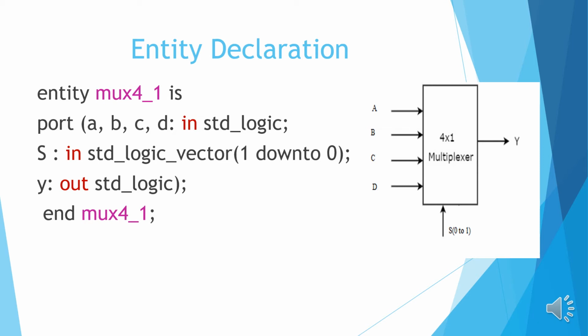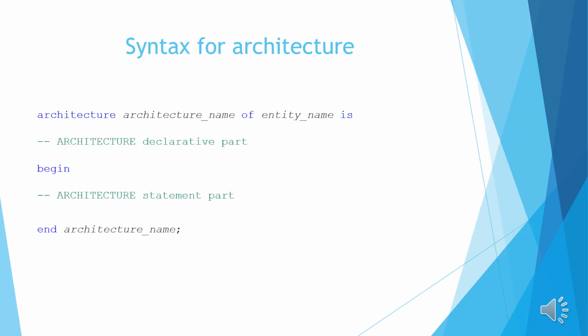Both ways are acceptable. Y is output, it has only one bit, so Y colon, direction is out, standard underscore logic bracket complete semicolon, end entity name. Here entity name is given as mux 4 underscore 1, so end mux 4 underscore 1. Here it indicates syntax for architecture.